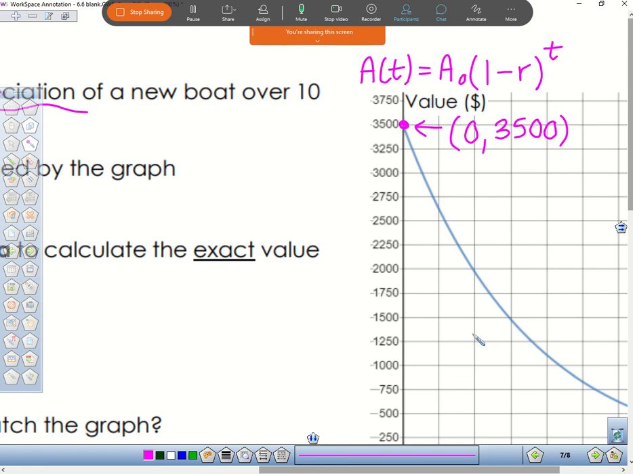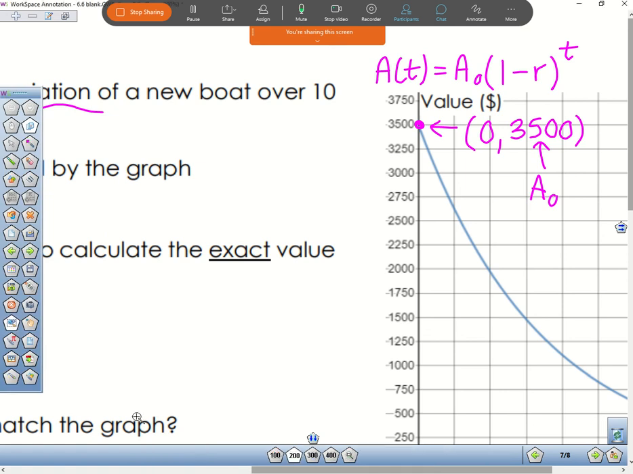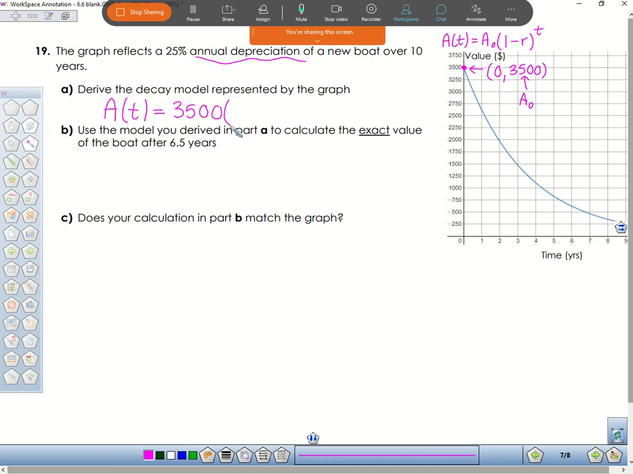All right, so this right here would be our starting point. This would be our A0, okay? And the rate they gave us in the problem. So the way you would set this up is it would be A of t is equal to your starting amount, which is 3,500, times 1 minus your rate as a decimal, 0.25 to the t power. So that's how you would get the equation.